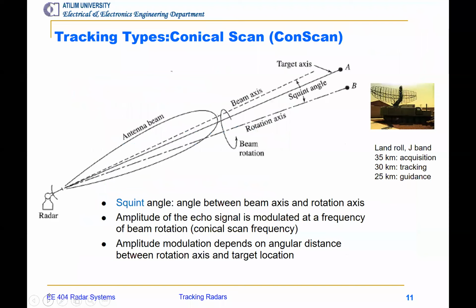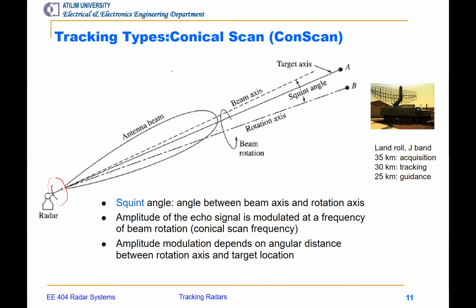Okay, in sequential lobing, there is no motion, right? I mean, the beams are not moving, they're fixed, but we move the antenna boresight. Now, in conical scan, we move beams. How? We simply rotate the antenna.